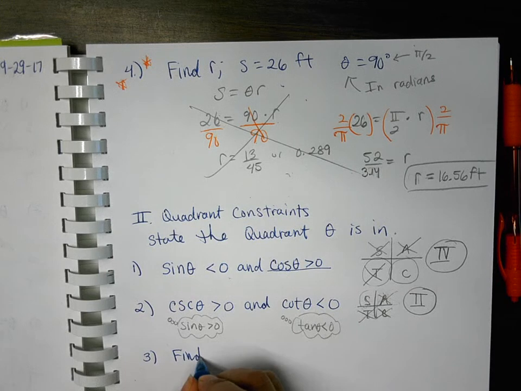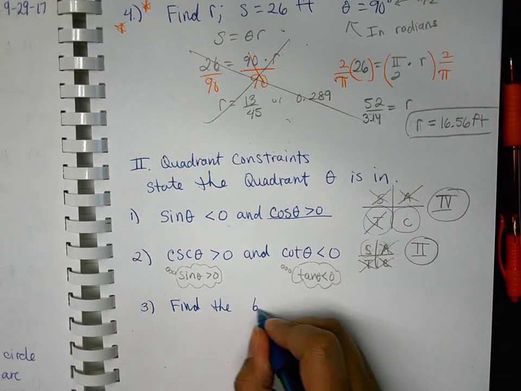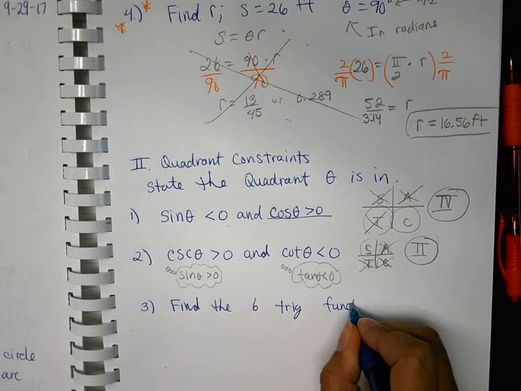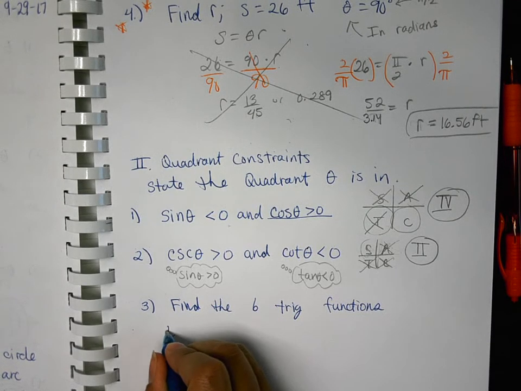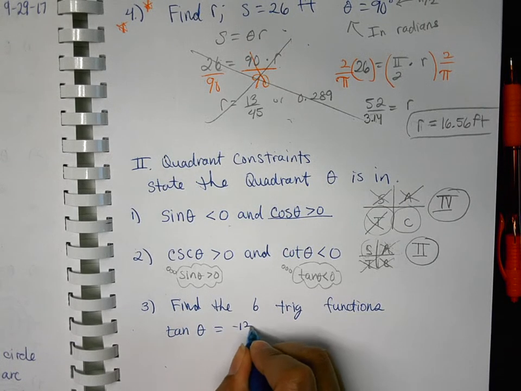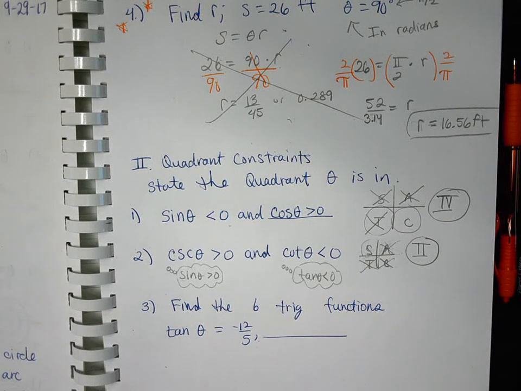Okay. Find the 6 trig functions given tan of theta equals negative 12 over 5, comma, blank. Now, I'm not going to give you the blank yet. I do want to talk about this problem just a little bit before we get started. So I'm giving everyone a chance to write it down.